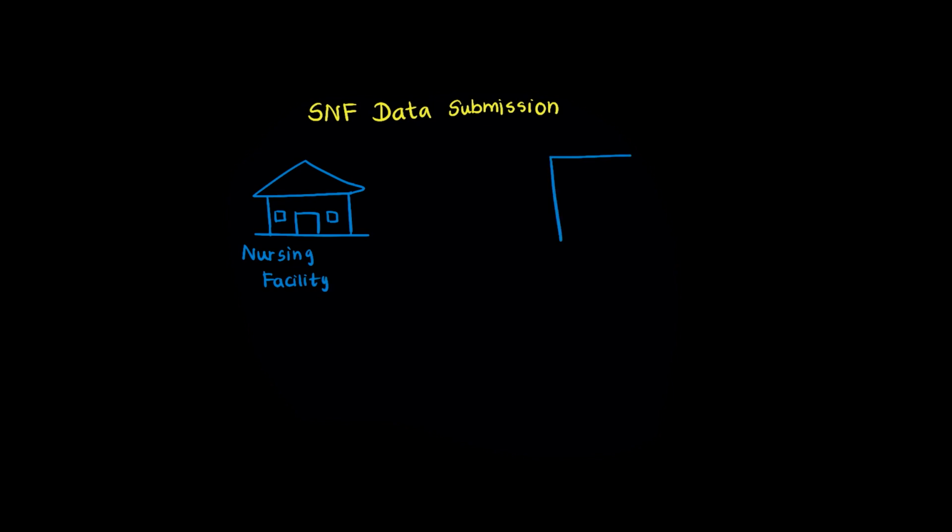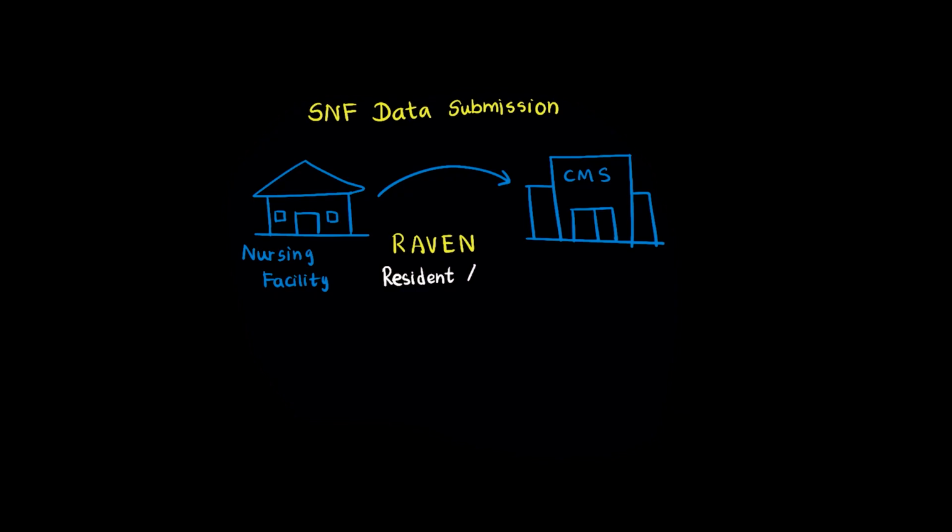Skilled nursing facilities have specific requirements for submitting resident assessment data to government agencies. When these facilities must submit resident assessment data electronically to Centers for Medicare and Medicaid Services using standardized software, they use Raven. Raven, which stands for Resident Assessment Validation and Entry, is the specific software tool used by long-term care facilities to collect and submit MDS data to CMS.